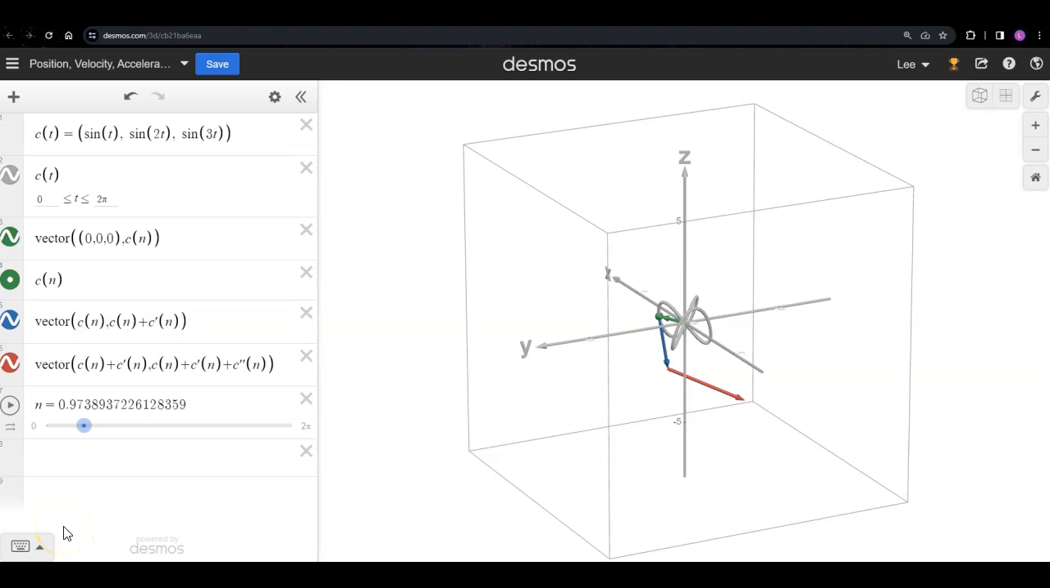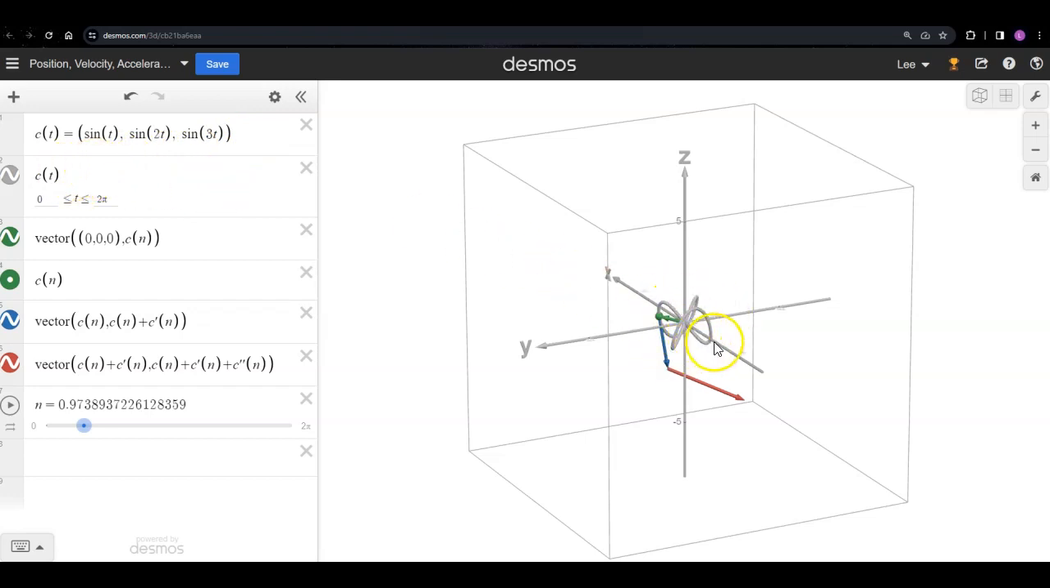Hey everyone, just a super quick video to tell you about position, velocity, and acceleration vectors. What we've got here is a Desmos graph with just a few vectors put in. Right now we have C of t defined as our curve. This is our parametric version of the curve, and it is plotted here in gray.